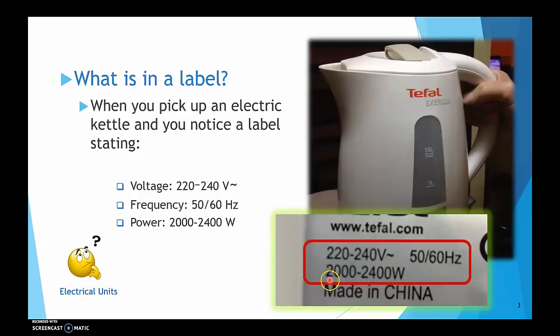The next line, 2000 and 2400 watts, tells us the power consumption of the kettle. Now, you may be wondering what all this means. Don't worry, you will know that soon.